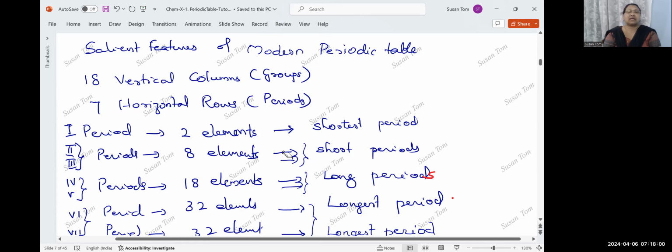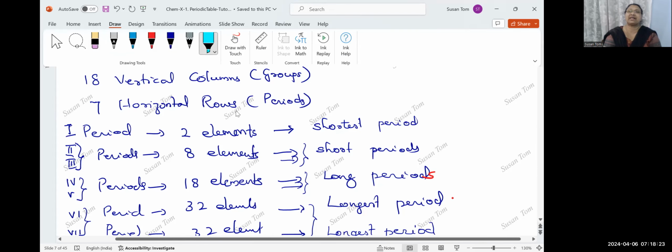Yes or no? Coming to periods 4 and 5, they have 18 elements, because the transition elements, another 10, are included. So instead of 8, 10 more are included, making 18 elements. They are known as long periods. See: shortest period is period 1, short periods are periods 2 and 3, long periods are periods 4 and 5.